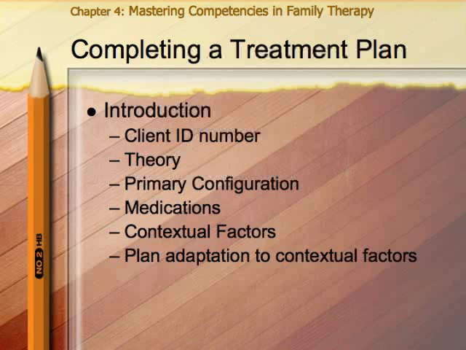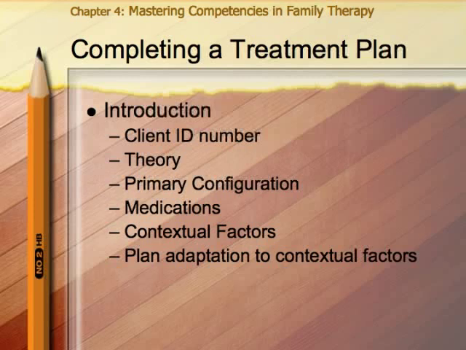So now I want to walk you through completing a treatment plan that is included in the textbook. You can go ahead and turn to the end of chapter 4 to get a sense of what this looks like. In the initial part of the plan, you're going to see an introduction section where you put the client identification number, because we try not to use names due to HIPAA. Identify the primary theory you tend to use. You might integrate some other techniques and ideas, but generally your general theoretical approach.